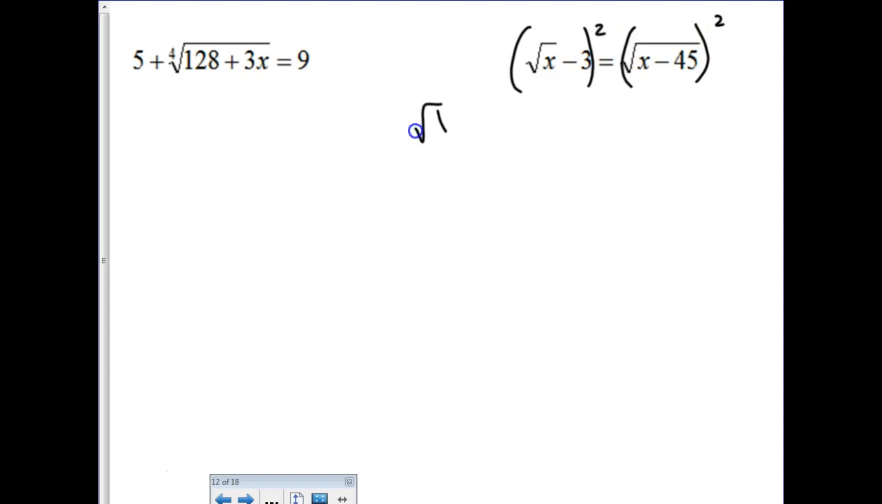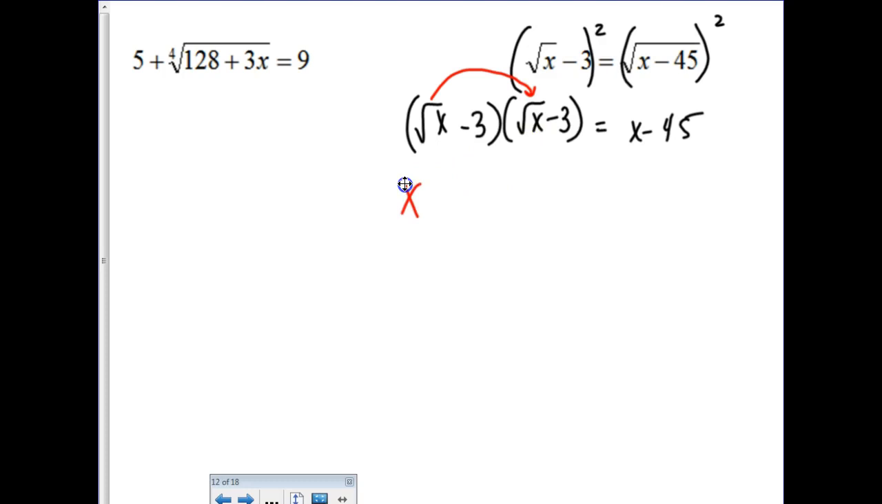But you're going to be careful when you square this guy. And I don't usually write out the binomial separately like this, but I'm going to this time because this is where kids mess up. This right side of the equation, though, that's just x minus 45. That's nice. Okay, square root of x times another square root of x is x. Thank you. That's right there is where kids mess up.